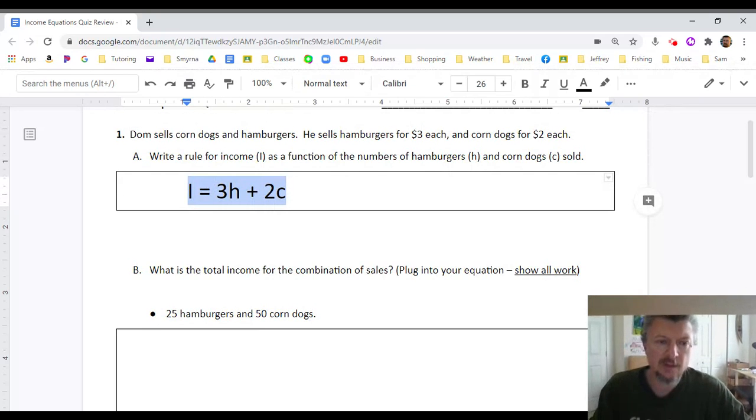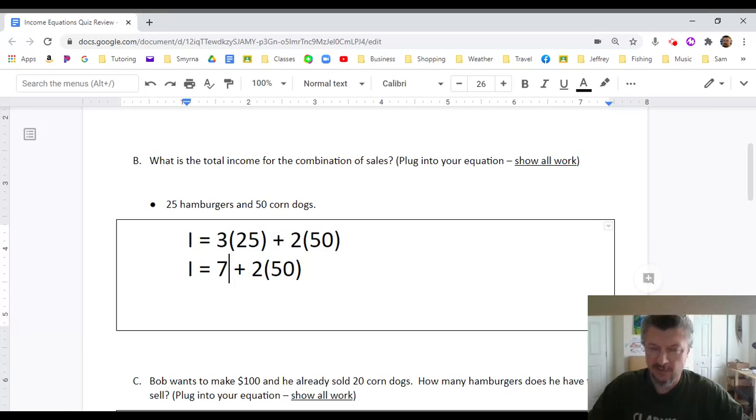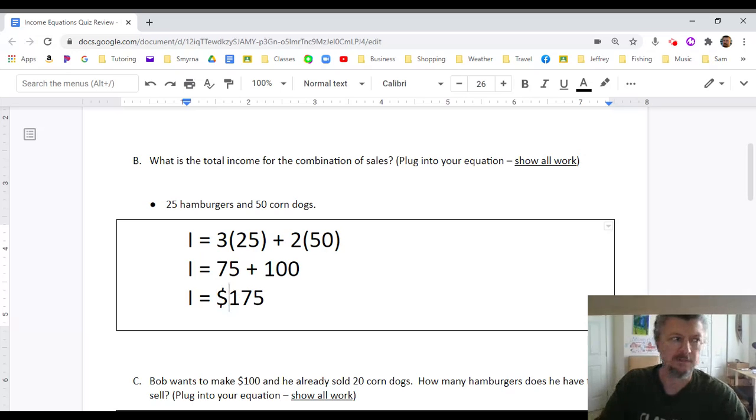Okay. So now I'm going to use this below to solve these questions. So he's selling 25 hamburgers and 50 corn dogs. Now let's see on the equation. It's $3 times how many hamburgers? 25. And $2 times the number of corn dogs, which is 50. Okay. So that's how much money he's going to make in this situation. 3 times 25 is 75. 2 times 50 is 100. And looks like he's going to make $175. That situation.